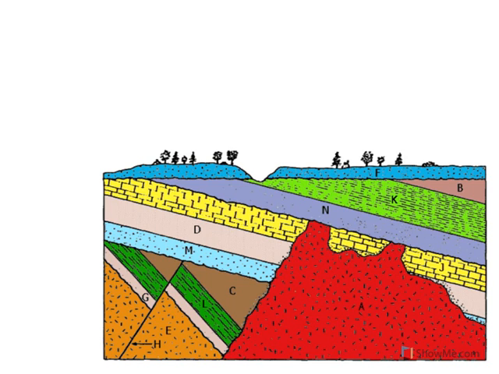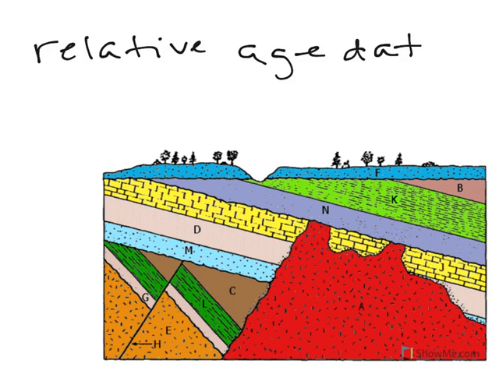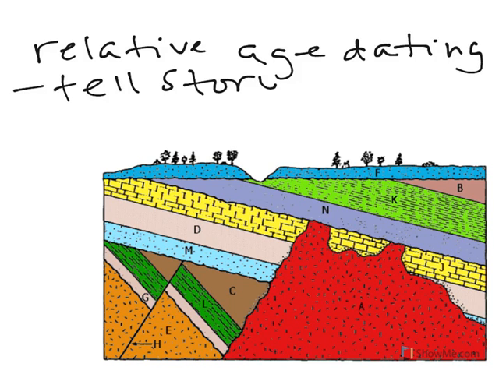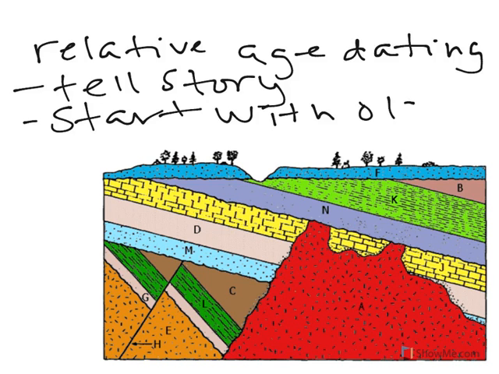So when we look at this section of rock, what we're going to use is what we call relative age dating. What we really want to do is tell the story of where these rocks came from and how they got there. So obviously when we tell a story, we want to start with our oldest. Obviously most stories don't start backwards and work their way back in time. We're going to start with the oldest thing and go forwards.